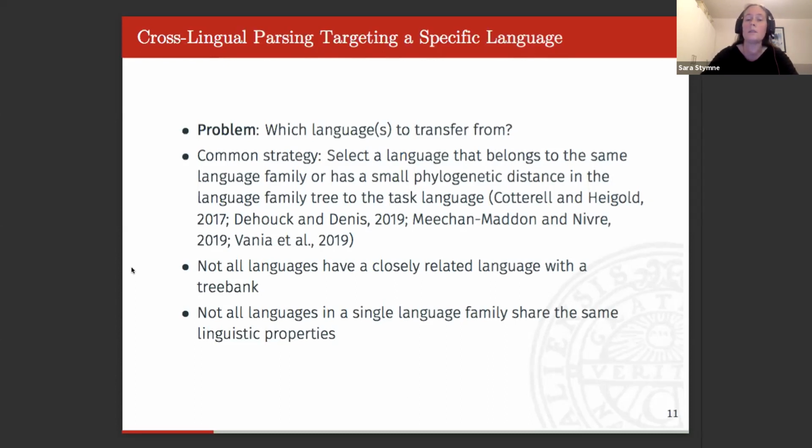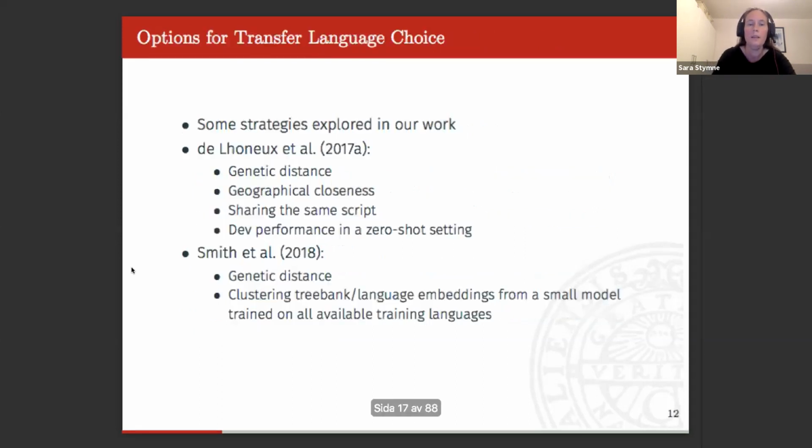But of course, that's not always the case. There are many languages where there might not be a closely related language at all. And even if there is, that language might not have a treebank. And even if there is a related language, it's not always the case that the related languages share the same linguistic properties. They might have developed differently throughout the history. So of course, there are also other strategies that you can use.